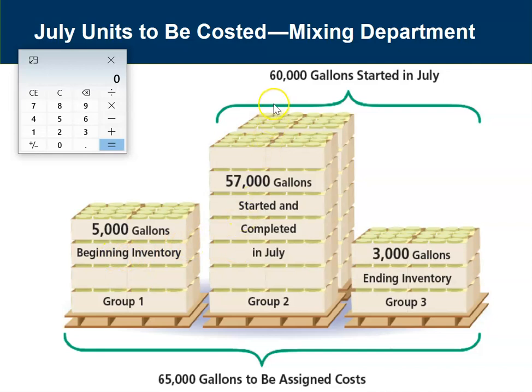Beginning inventory, and then remember, we requisitioned 60,000 gallons of materials in the month. So we had 60,000 gallons of materials that were started into production. Of those 60,000, 57,000 gallons were both started and completed in July. That's that group 2. And this will always be our biggest group by far. However, of these 60,000 gallons that were started in July, there are 3,000 gallons that are incomplete at the end of the period. That's our group 3. Okay.